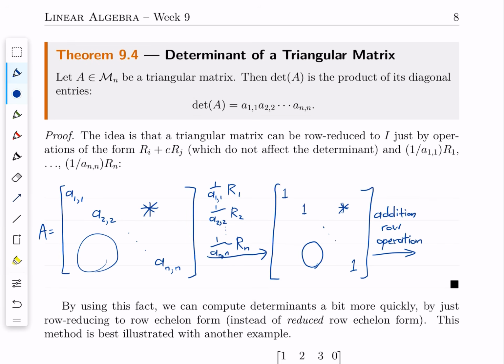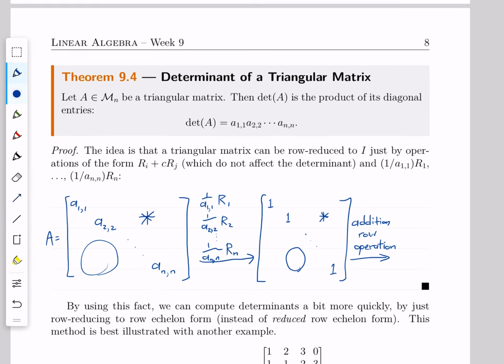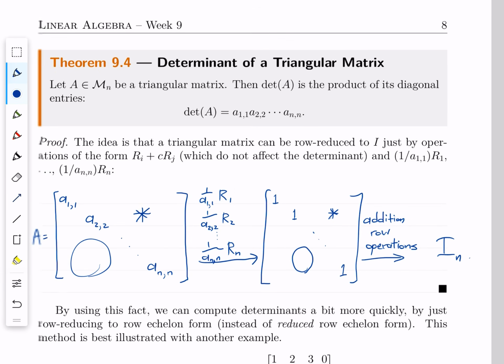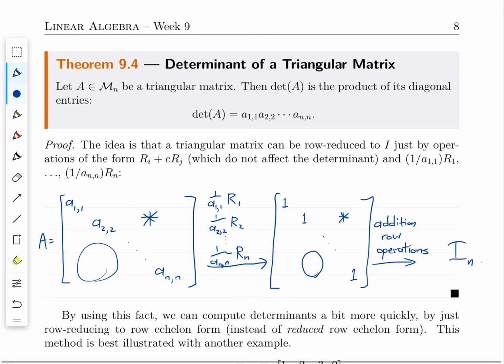So from here, you can just use addition row operations to get all the way to the identity matrix. So the n by n identity matrix, maybe I'll put a subscript n there. All right, and now we can do the same thing that we did before. You just trace this backwards, keeping track of the row operations that you did to figure out the determinant of the original matrix. This identity matrix over on the right here has determinant 1.